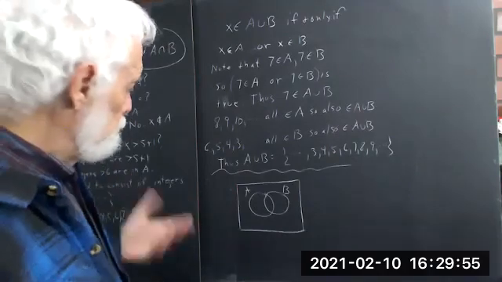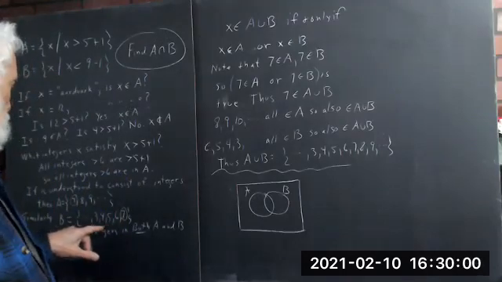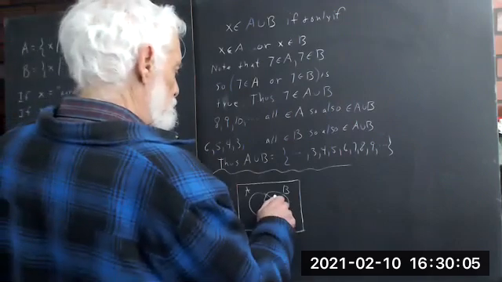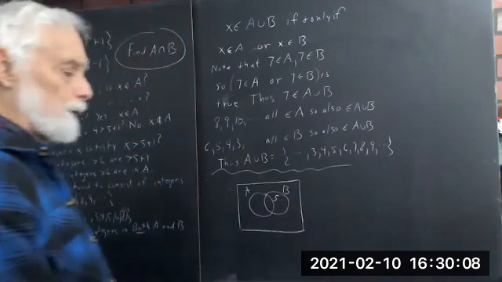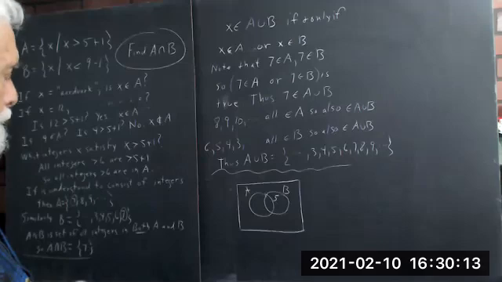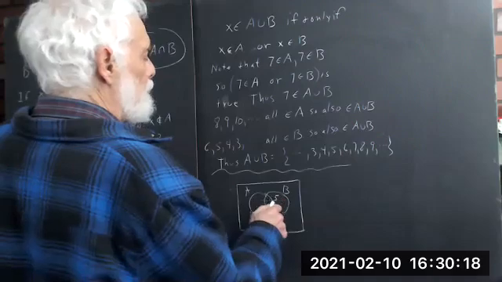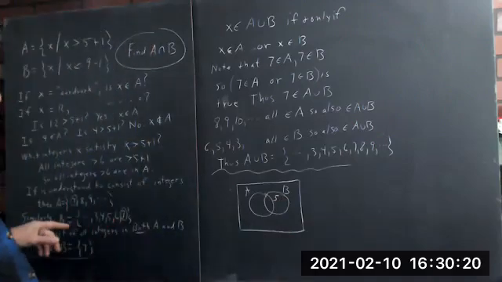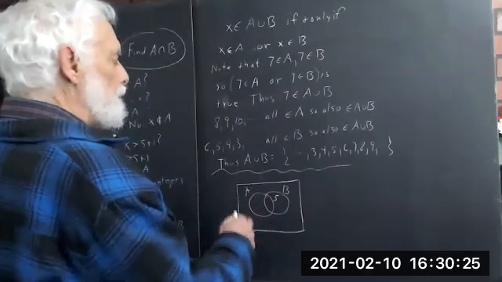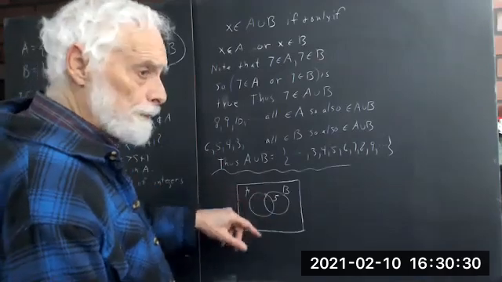Well, where does 5 go? Well, 5 is a member of B and it's not a member of A. So 5 is going to go in this circle for B. And so's 3. Well, you can see that all the numbers from 6 on down are going to be in B, and they're not going to be in A. So they can't put them here. They're here, they're in the B circle.